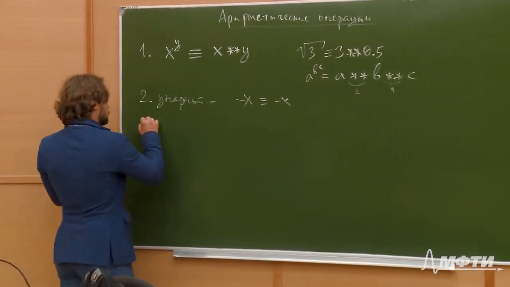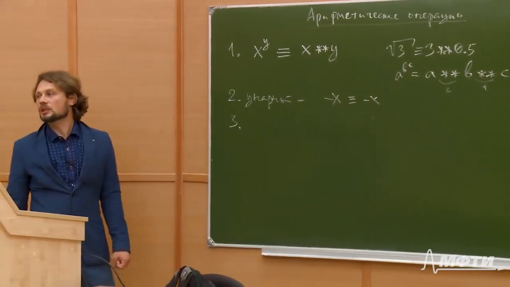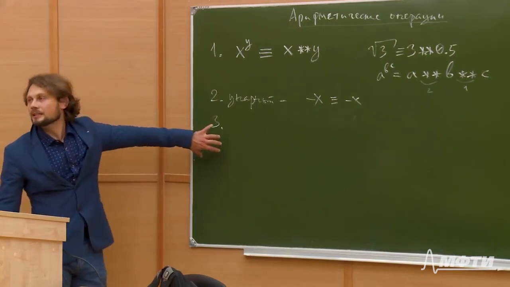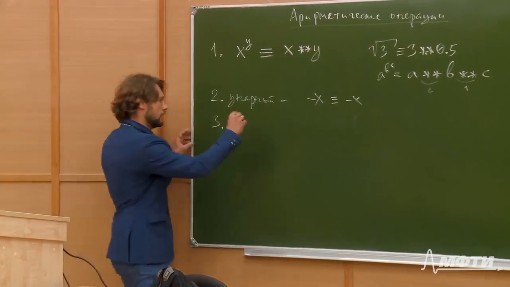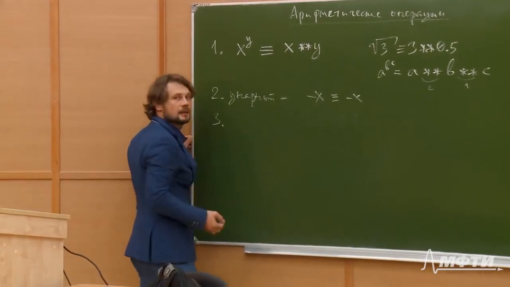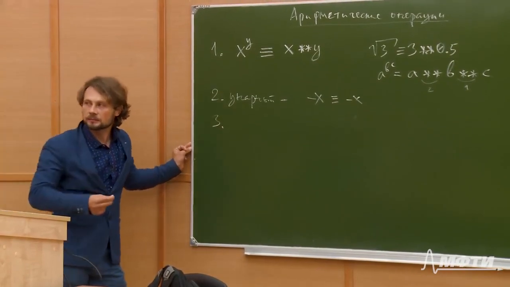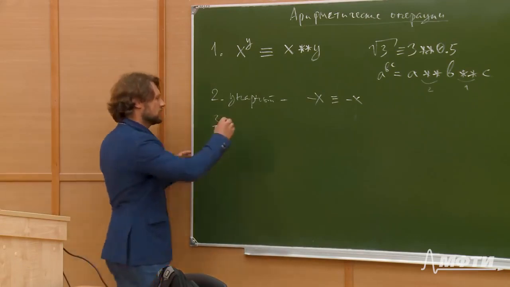Next. The next arithmetic operation by priority is multiplication and division. They have the same priority. And now attention. Python has one multiplication and two divisions. One multiplication and two divisions. So, multiplication.